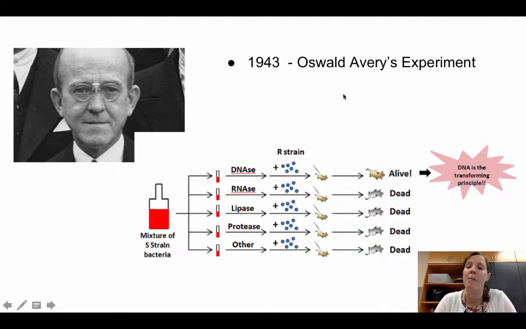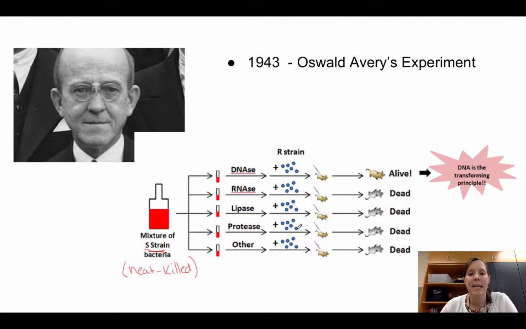So then a scientist named Oswald Avery decided to follow up on Griffith's experiment and really prove that it was the DNA that was causing this transformation. So what he did is he took that mixture of smooth strain bacteria that had been heat killed. So the bacteria are dead, but whatever this genetic material is inside of them, we think that it's still intact because remember, it's able to transform those other bacteria.